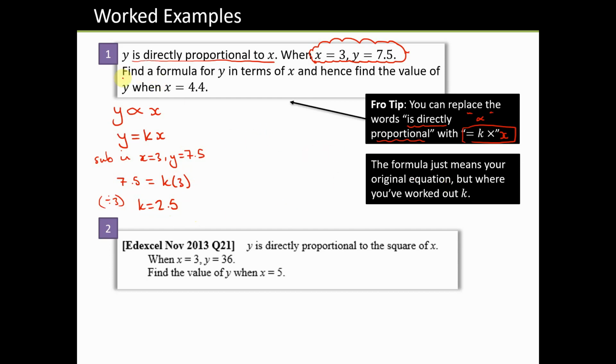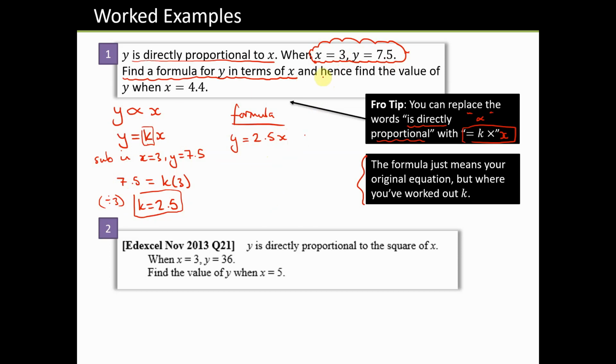Questions will say find a formula for y in terms of x. That will normally be your part A in a question. So when we want to find a formula, that is basically our second tip here. Where you've got this k, basically put your value of k there. So y equals 2.5x. That means our value of y is always going to be 2.5 lots of our value of x. You can double check that by doing 2.5 times 3, you'll get 7.5.